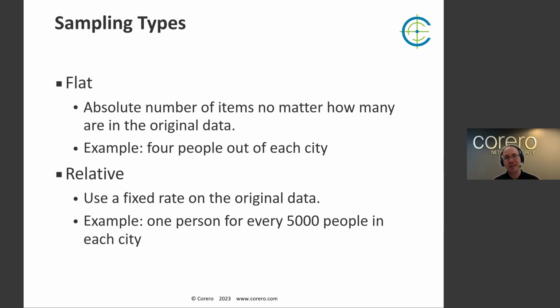So relative is a fixed rate, meaning same thing for every city, you're going to do a sampling structure, but I want to do 1 out of every 5,000 people in that city. So in the above case, of course, I would have a lot more samples out of Paris than I would out of Rochester. So that's true with just all sampling.